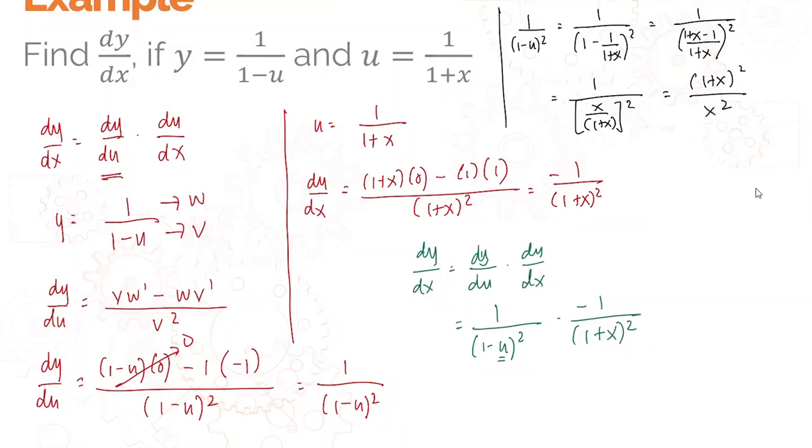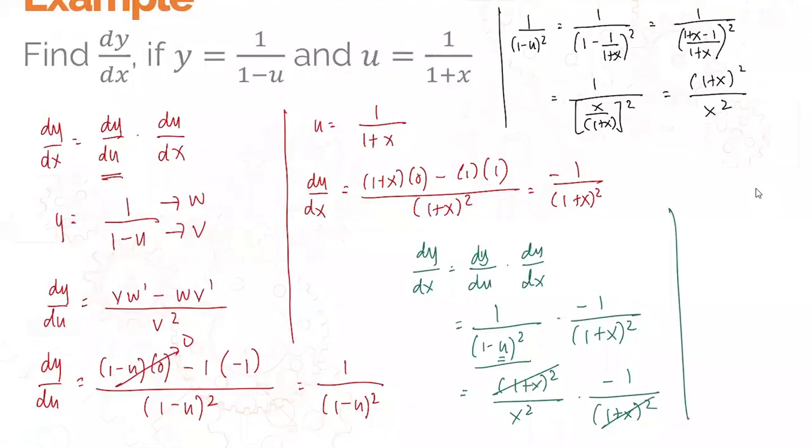Okay? So, substitute natin dito. So, mangyayari dito sa first term natin, yung na-solve natin, 1 plus x squared all over x squared times negative 1 over 1 plus x squared. So, ka-cancel out to. So, magiging dy over dx natin is equals to negative 1 over x squared. So, ito yung final answer natin.